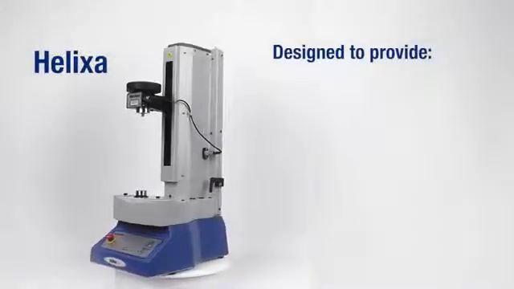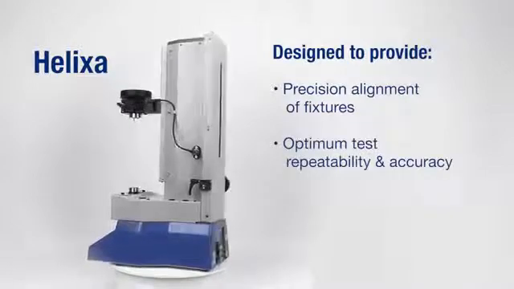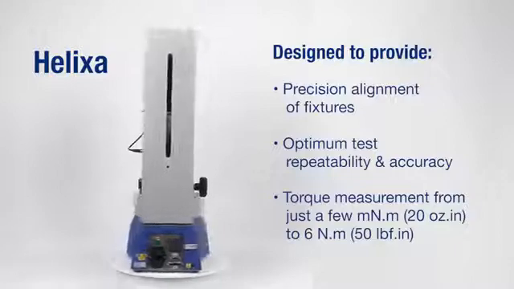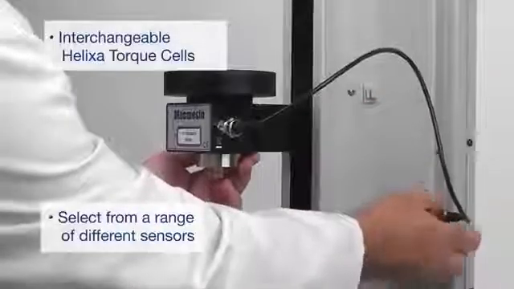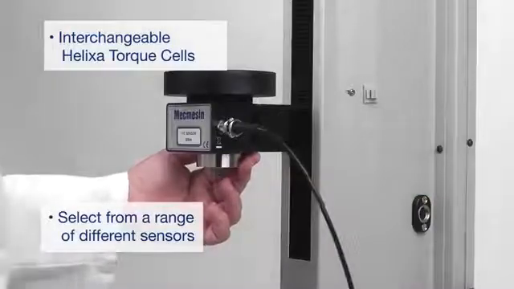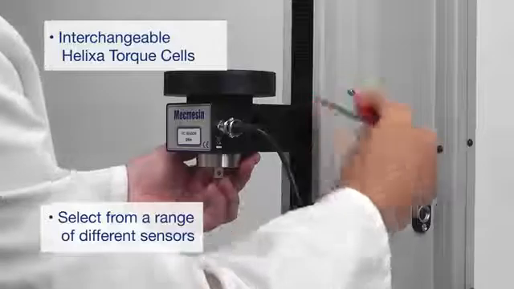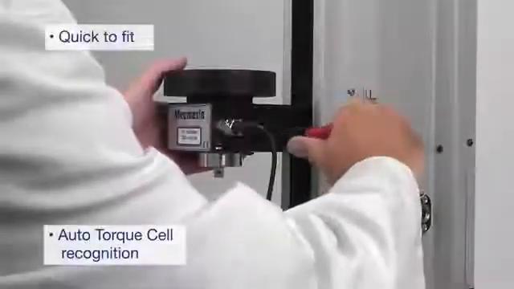The Helixa from Mecmesin is a torque measuring system featuring precision alignment of fixtures for optimum repeatability and accuracy, with a measurement range from a few millinewton meters right up to 6 newton meters. Five different capacity intelligent torque cells are available to match the measurement range required for your samples. Swapping load cells takes only a few seconds.